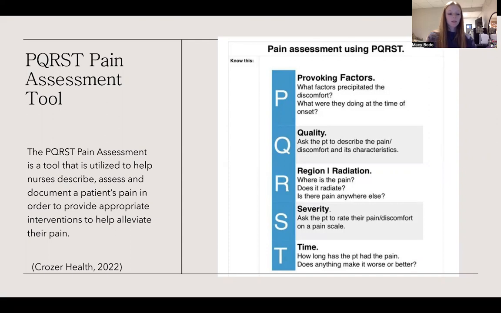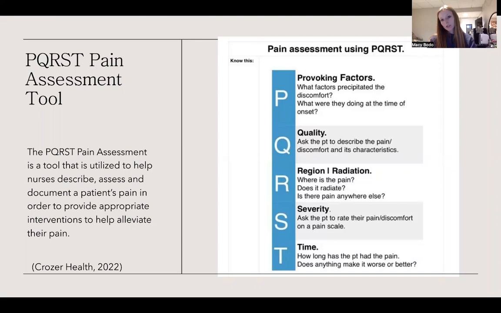The targeted population for this tool would be any patient who is in the hospital or care setting and experiencing pain. The nurse can utilize this tool to get a good understanding of what the patient's pain is and therefore can effectively provide interventions to manage that pain. Again, this would be utilized in the hospital or any care setting where a patient is experiencing pain and where the nurse needs a better understanding of their patient's pain.